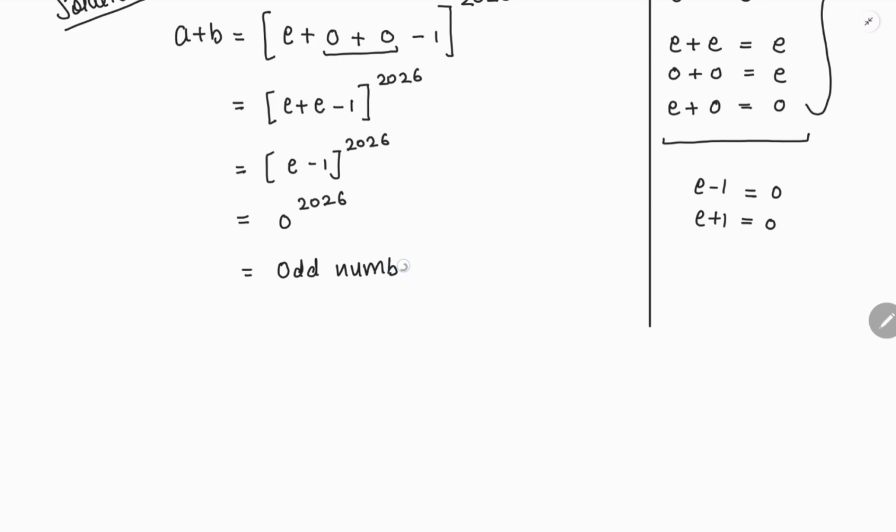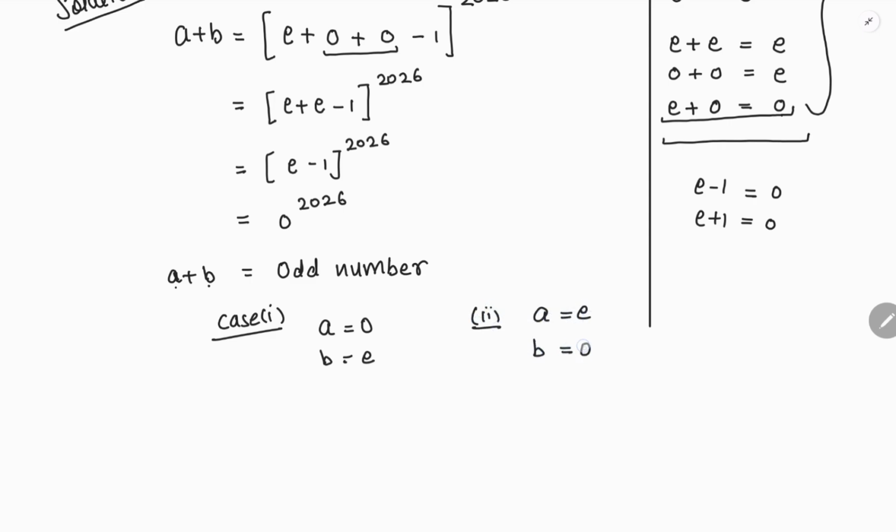So a plus b is what? An odd number. If a plus b is odd, that means the sum of two positive numbers is odd. What is this case? This is the case when the sum of two numbers is odd. That means case 1, that a is odd and b is even, and case 2, that a is even and b is odd, because one of them will have to be odd and the other even, since the sum is odd, right?